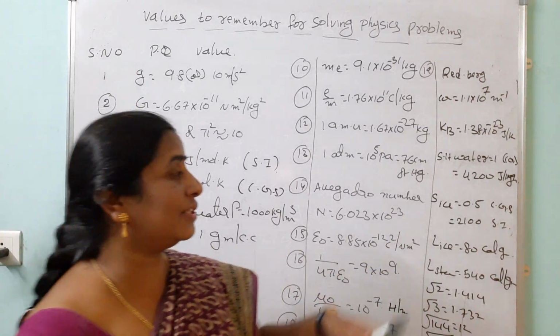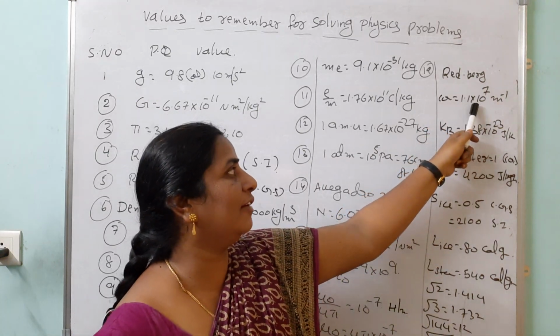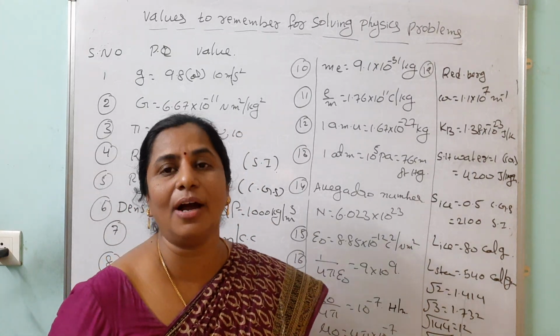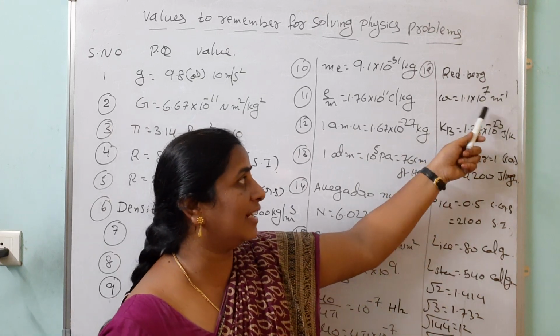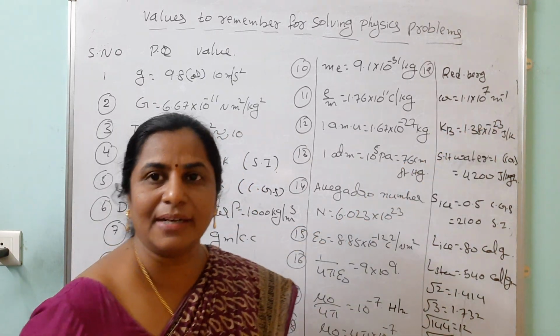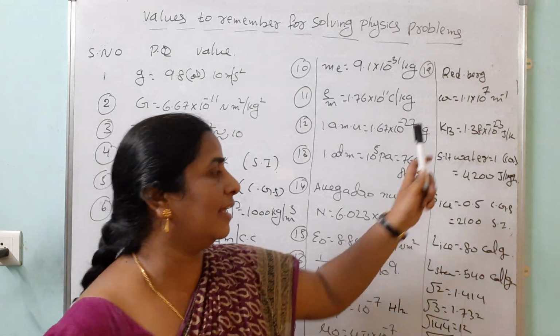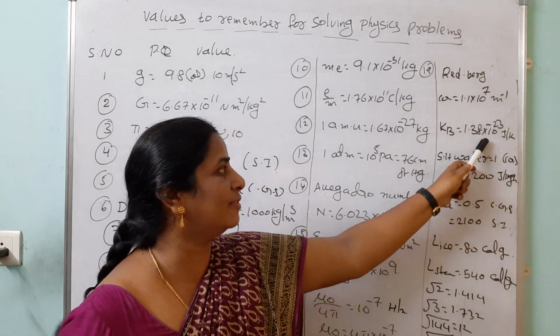Then Rydberg constant, it is also represented with capital R, but the value is 1.1 into 10 to the power of 7 meter inverse. But how to express that in centimeters inverse? Instead of 10 square, we take 10 square equals 1 meter equals 100. Like that we should convert and you can manage things. Then Boltzmann's constant is 1.38 into 10 to the power of minus 23.